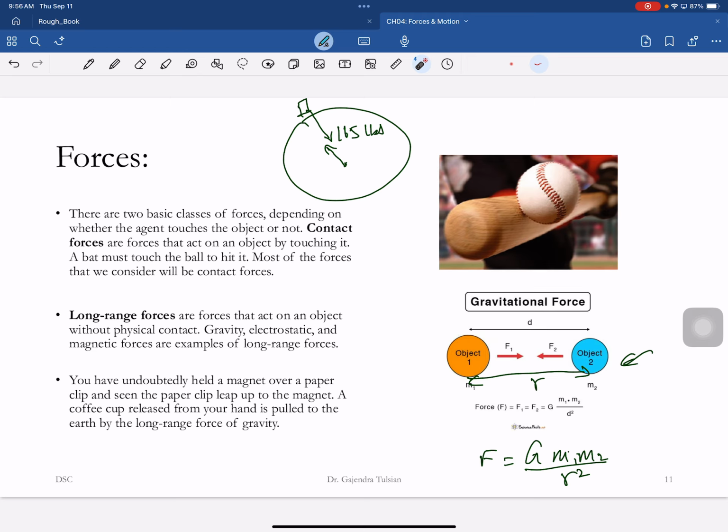What does the R represent? The distance between their centers of mass, between the centers of the two objects. So R is distance. All right, so we'll be talking about two kinds of forces, contact forces and long-range forces. For contact forces, of course, the objects have to be in contact.